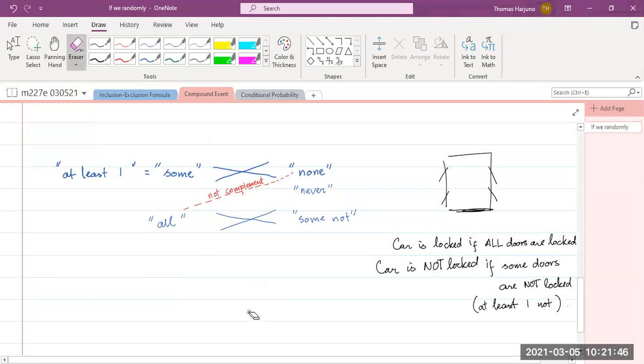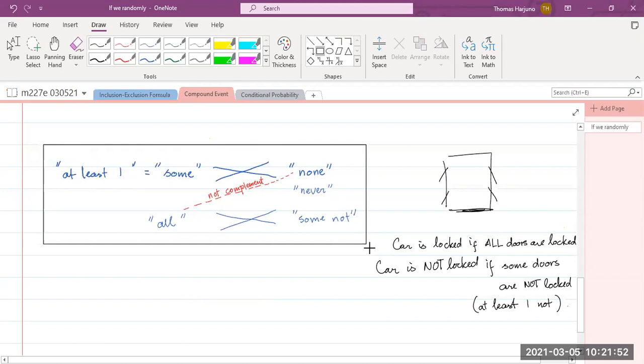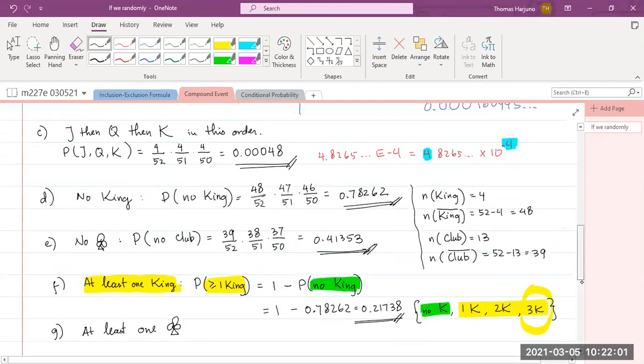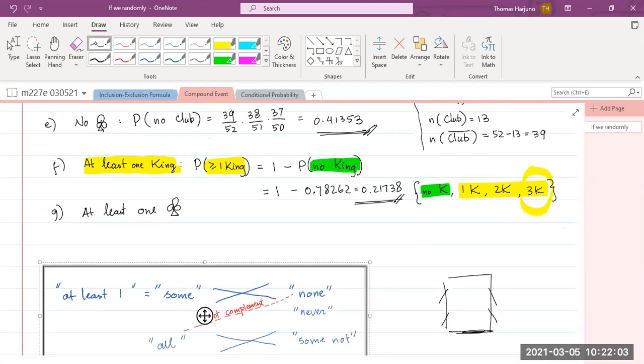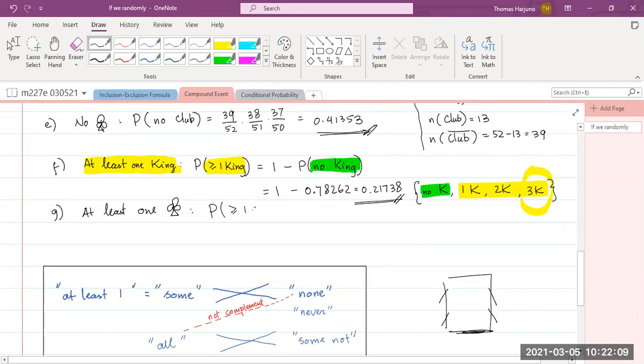So using the idea we have here, we are able to make use of the complement in answering questions. So the last one here: what is the probability of at least one club? At least one club. Now that's the same as 1 minus the probability of no club.